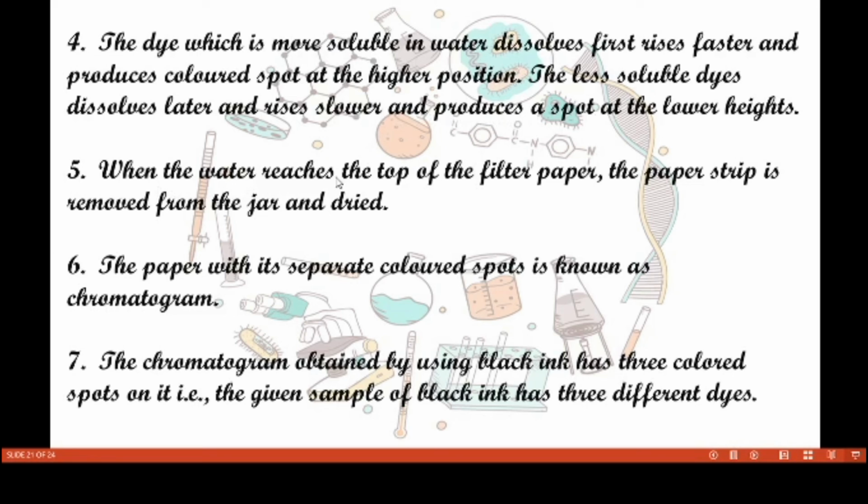Now, when the water reaches the top of the filter paper, the paper strip is removed from the jar and dried. The paper with its separate colored spots is known as a chromatogram. The chromatogram obtained by using black ink has three colored spots on it. That is, the given sample of black ink has three different dyes.